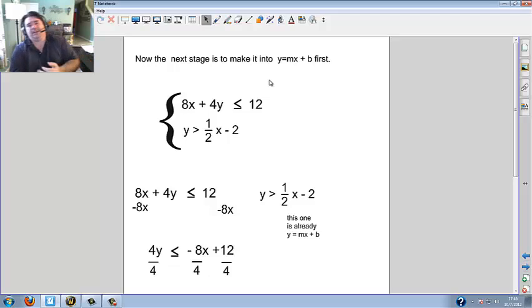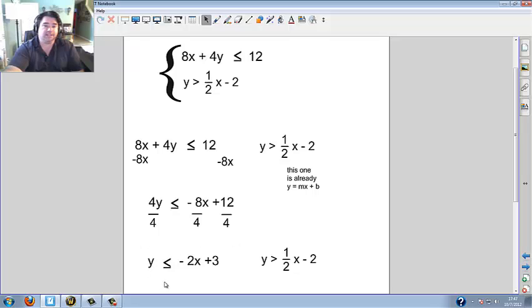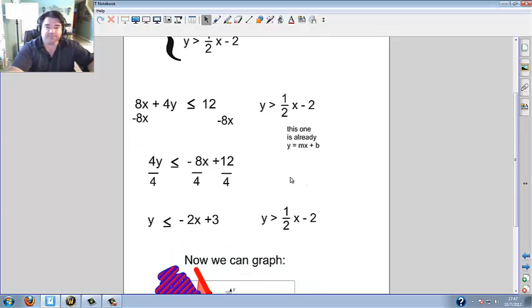Now the next stage is to make it into y equals mx plus b first. So all I got to do here is take this guy, and for the first one, instead of plus 8x, I'm going to minus 8x. Minus 8x to one side, minus 8x to the other, just like that. Then, if you notice, I still have 4y. So I'm going to divide both of these by 4 over here. And I get y is less or equal to negative 2x plus 3. This guy was conveniently already a y equals mx plus b of sorts. It wasn't equals, but it's still in the right form, so I can keep it as it is.